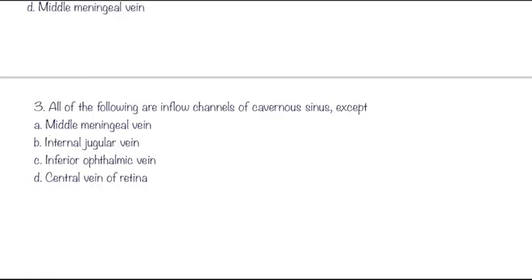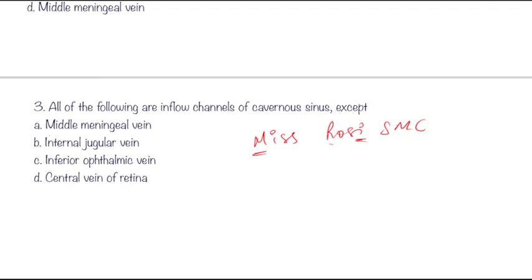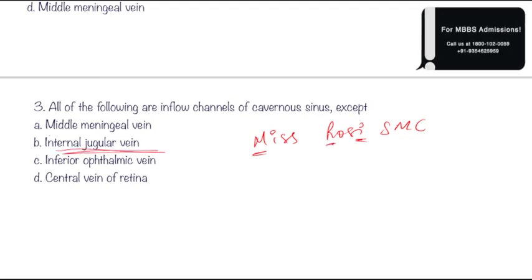So third question is: all of the following are inflow channels of cavernous sinus except. Options are middle meningeal vein, internal jugular vein, inferior ophthalmic vein, central vein of retina. We had mnemonic for this, Miss Rosie SMC. So we have middle meningeal vein, inferior ophthalmic vein, central vein of retina. So internal jugular vein is the answer.